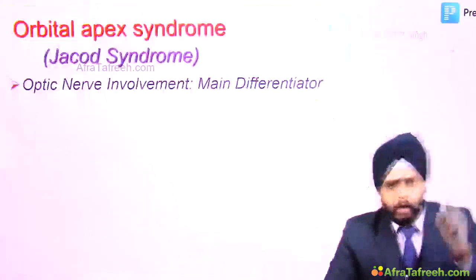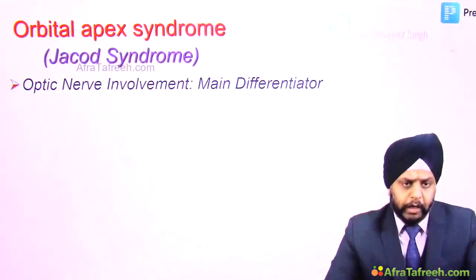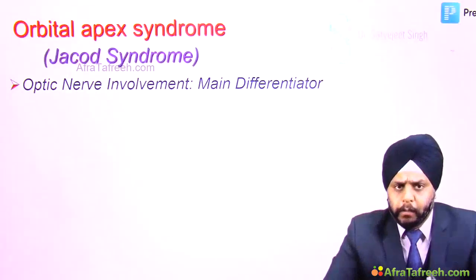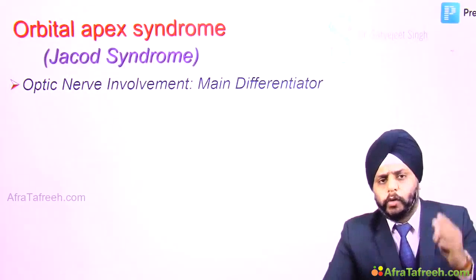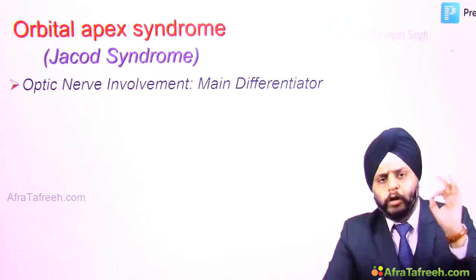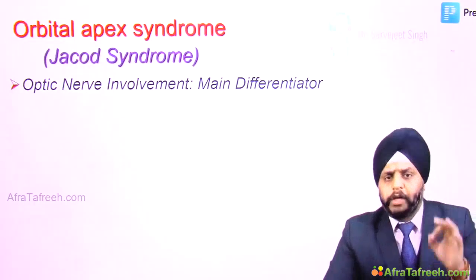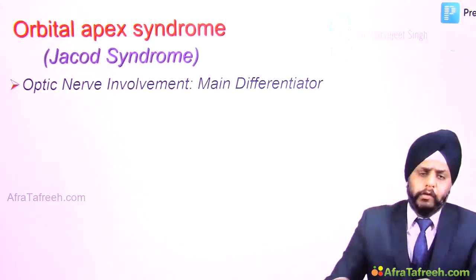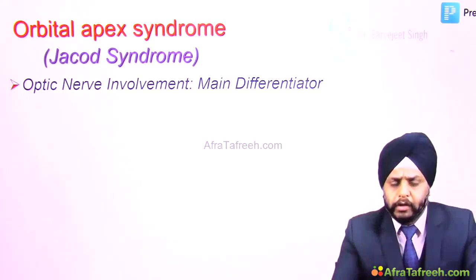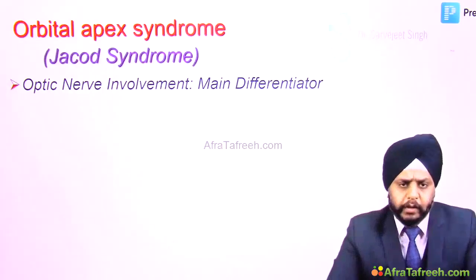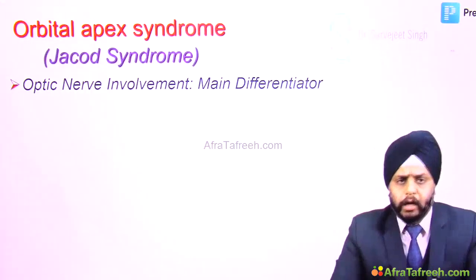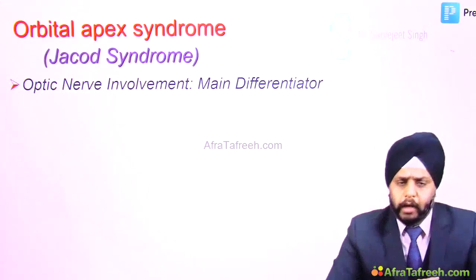Now, orbital apex syndrome. We have to differentiate the orbital apex syndrome from the superior orbital fissure syndrome. Orbital apex syndrome, also known as Jacod syndrome, the main differentiator is the involvement of the optic nerve. So the patient will have blindness. This orbital apex syndrome is generally because of inflammatory lesions. It can be because of infectious lesions. It can also be because of tumors. So generally these are the problems that can cause the orbital apex syndrome.